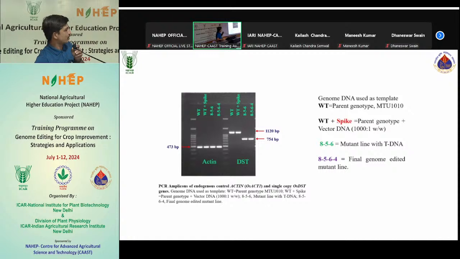This is my mutated DNA. Since disruption of this DST mutant leads to a 366 base pair deletion, that's why this is also DST. Don't confuse. So this is the wild type amplicon, this is wild type with spike amplicon, this is my Cas9 positive plant with the desirable mutation, and this is my Cas9 negative plant with the desirable mutation. I tested with actin and DST. See what they mentioned: the amplicon should be very clear and fine.